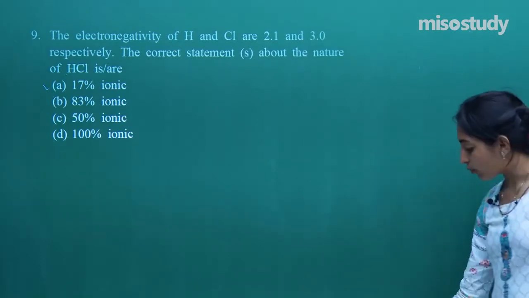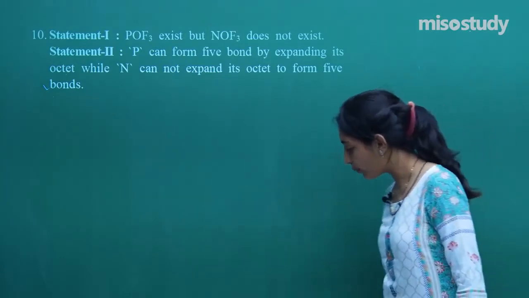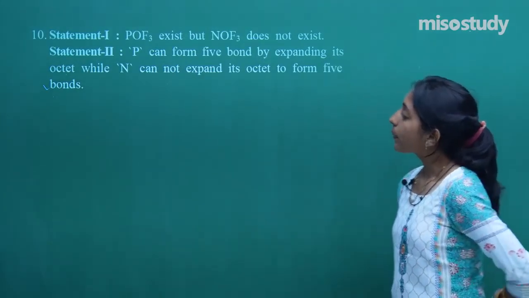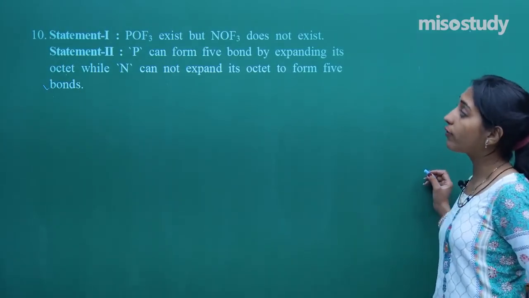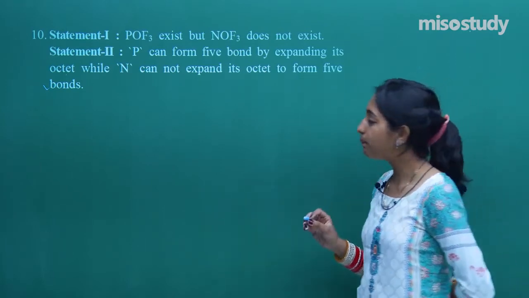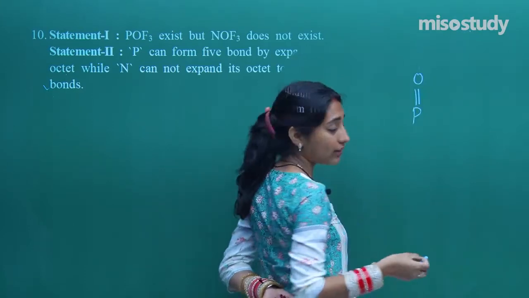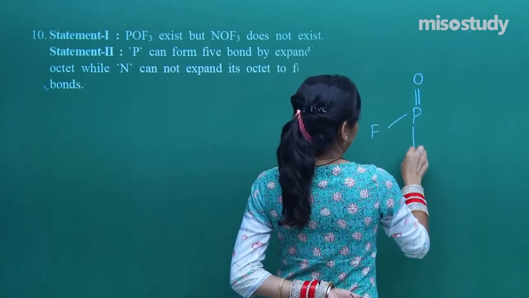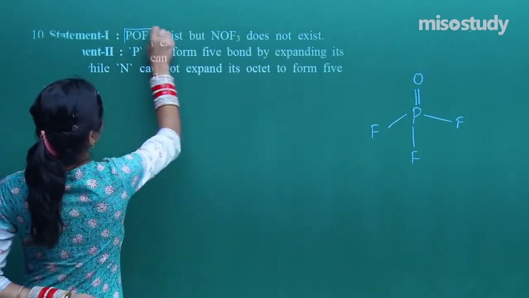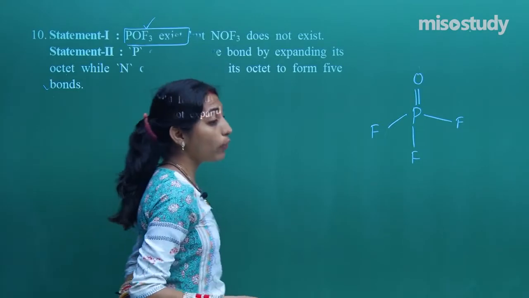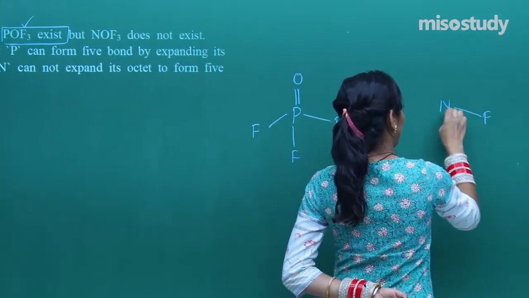The 10th question was a statement type question, as I have shown earlier also. This question says POF3 exists but NOF3 does not exist. Let's see. P can form a double bond with oxygen and 3 fluorines are there. So POF3 exists. Correct. NOF3 doesn't exist. So see, you know, right, NF3 is formed.